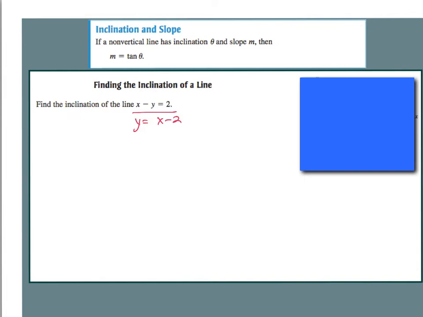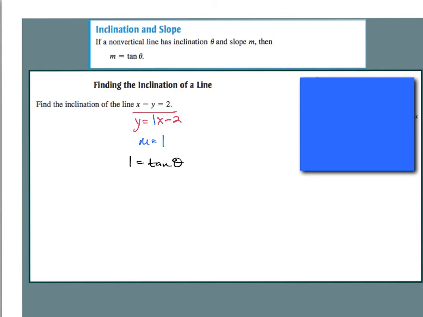x minus 2, right? But really, do I care about this negative 2 at all? Not really. All I care about is m equals what? 1. All I care about is the slope. We can solve for it, that's fine, but really all I care about is m equals 1 from that line. So now I have m, and I'm going to set it equal to tangent theta. So 1 is equal to tangent theta.